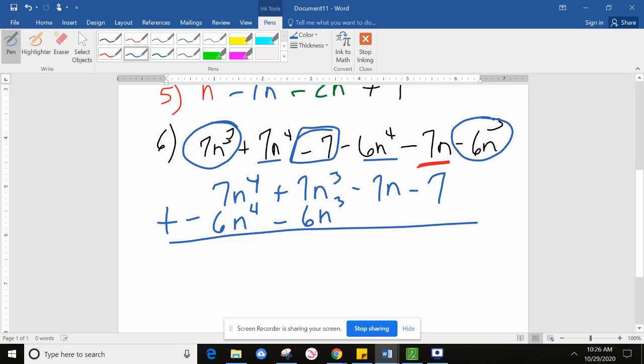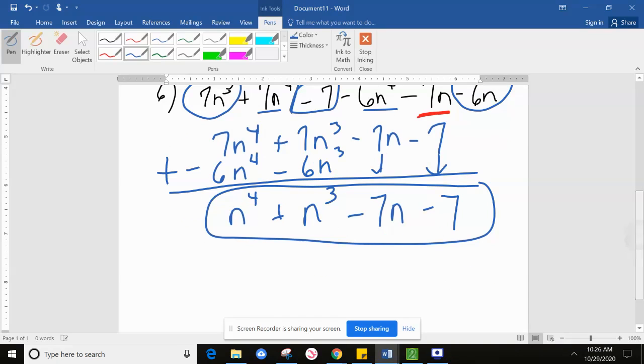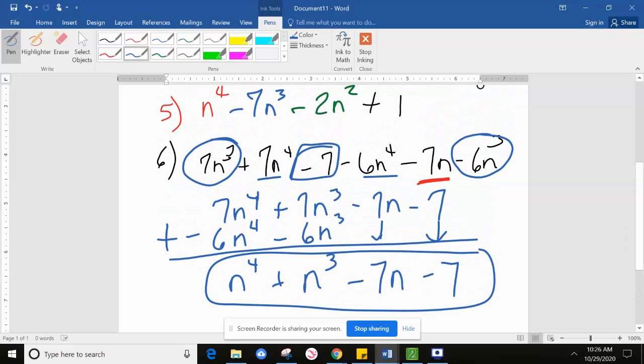So 7n to the third, -6n to the third, let's start with the fourth. 7n to the fourth minus 6n to the fourth will be 1n to the fourth. Do you need that 1? Not necessarily. All right, and then 7n to the third minus 6n to the third will be another +1n to the third. And we do not have anything to add here, so we're just going to bring those on down. Some people like this way of adding and combining like terms, but if this is not for you, the other way is perfectly fine.